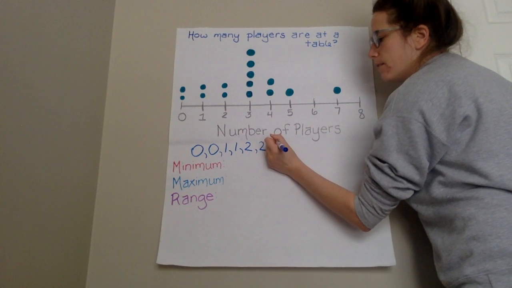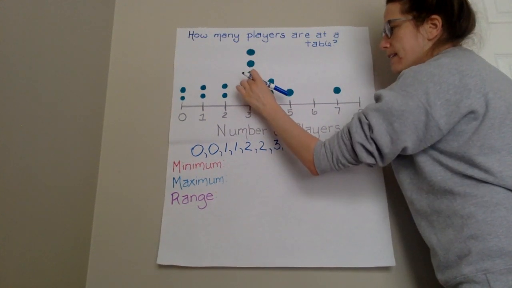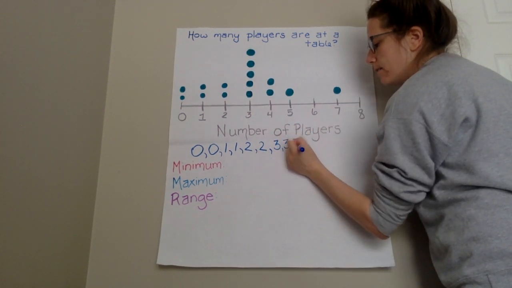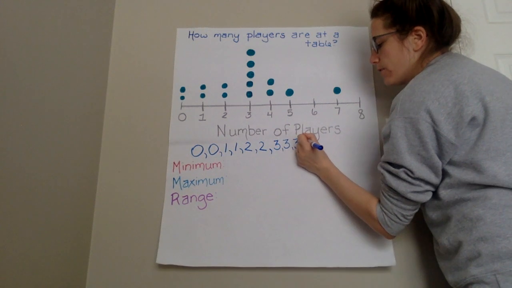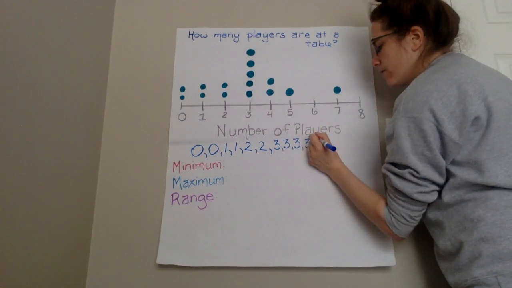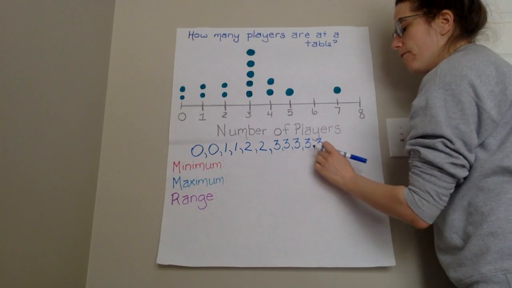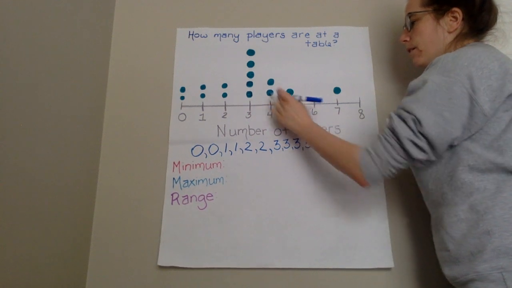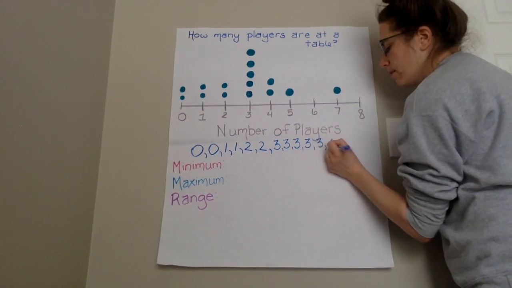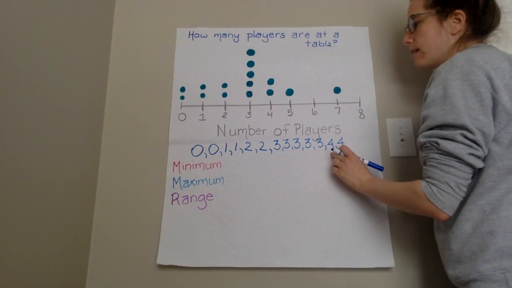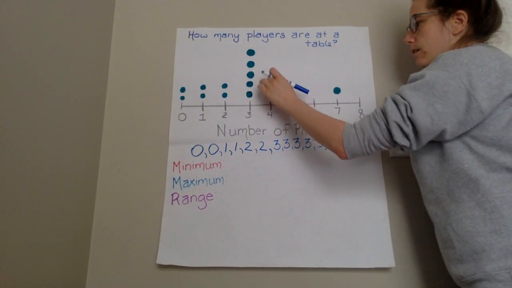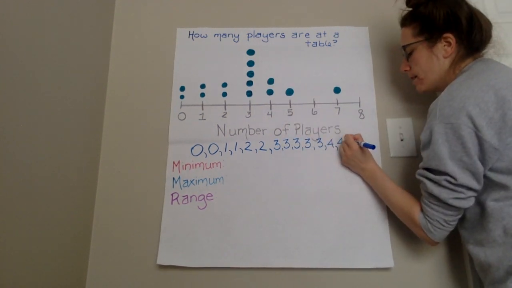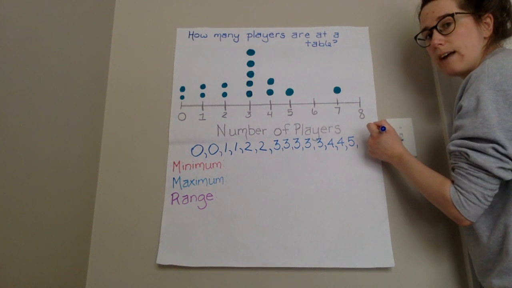For 3. My second dot, my third dot, my 4th dot, and my 5th dot. So see, I have 5 3s in my data set because there are 5 dots above the 3. 4. I have 2 4s in my data set because there are 2 tables here with 4 people. The 5 has 1 dot, so it only is listed 1 time.